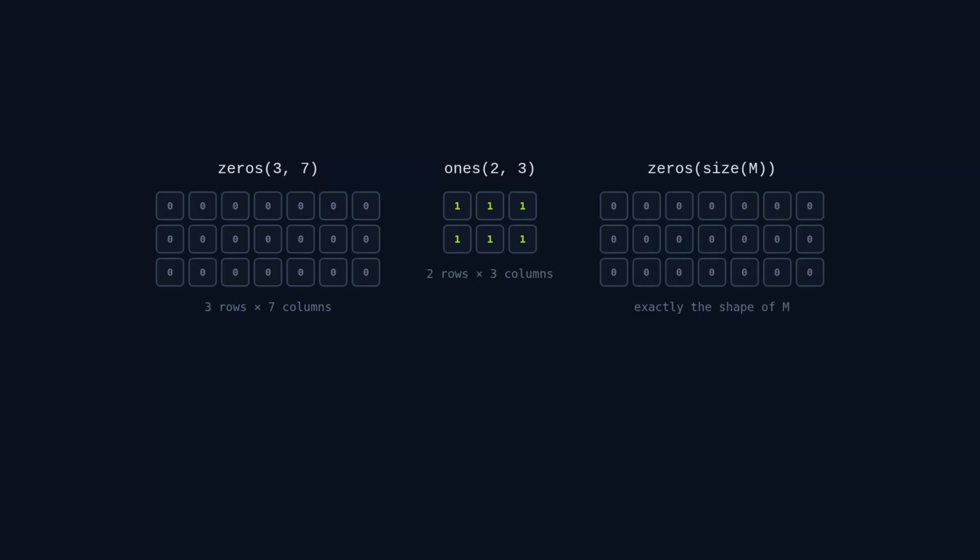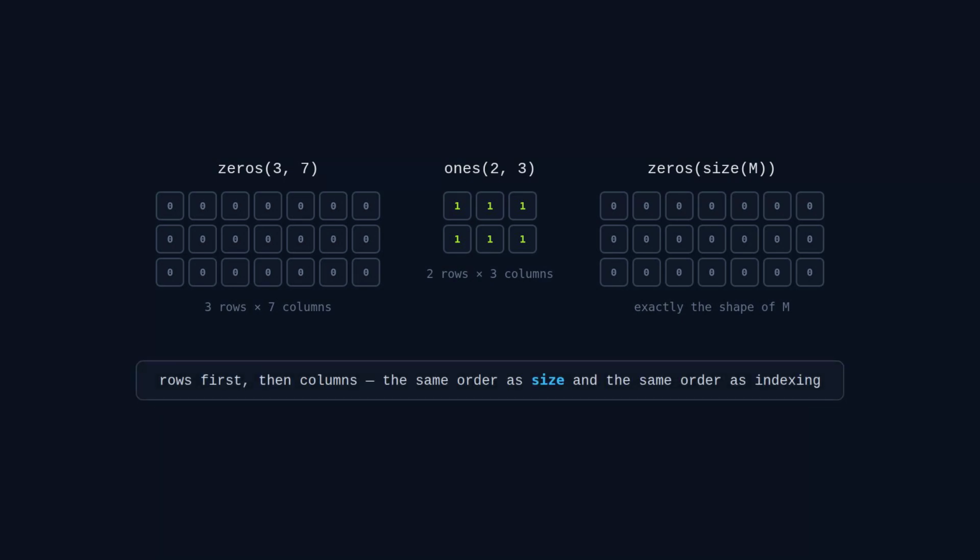When you know the shape but not the contents yet, build the empty rectangle first. Zeros of 3, 7 gives you a 3 by 7 grid of zeros to fill in. Ones does the same with ones. And zeros of size of M gives you a blank grid exactly the same shape as one you already have, which is what you want when you're storing one result per reading.